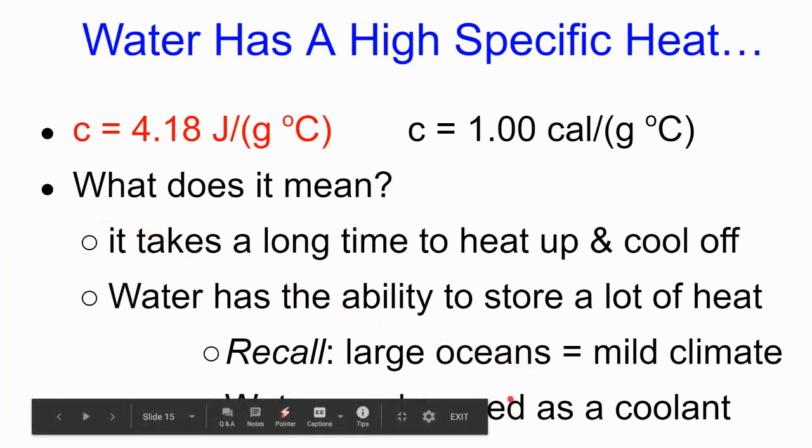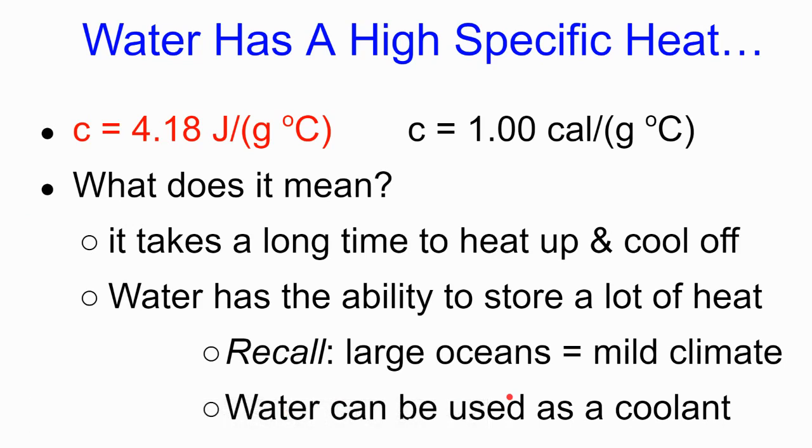Another example of water having a high specific heat is how water could be used in coolant, like in our cars' engines. We put water in there to keep our engine from overheating. So that heat could go into the water, and the water can make it so your engine doesn't overheat. Or maybe in the mountains or somewhere really cold, so it doesn't freeze.